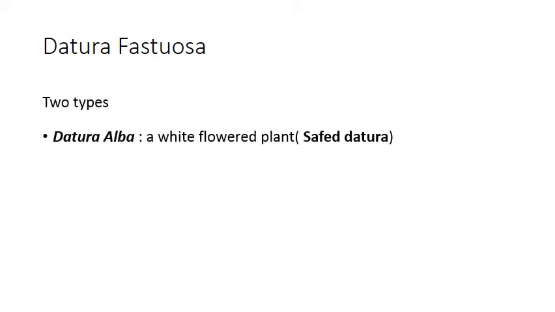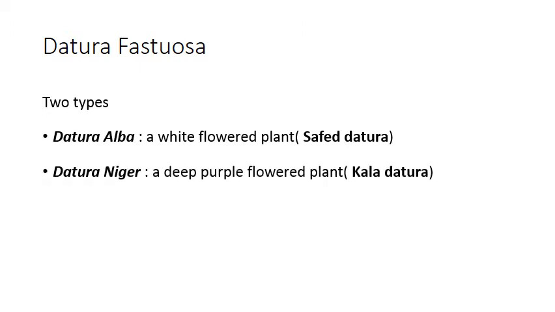So this Datura fastidiosa includes two types. One is Datura alba, which presents with a white flowered plant, and hence it is called Safed Datura. The other one is Datura niger, which has a deep purple flowered plant, and hence is called Kala Datura.